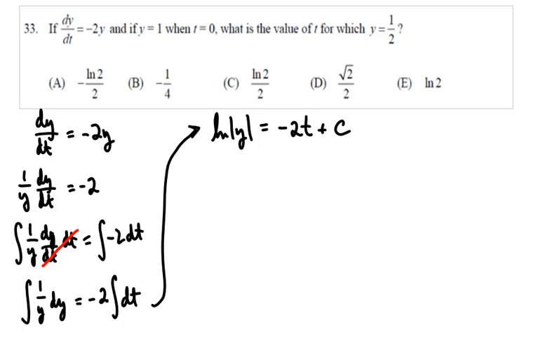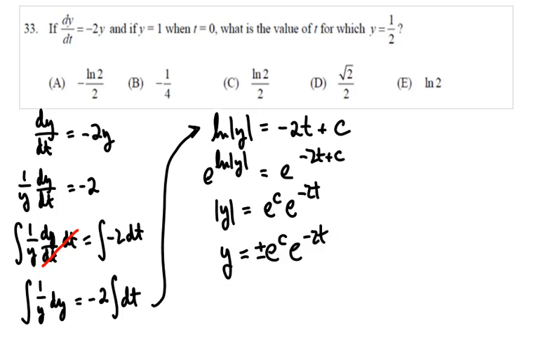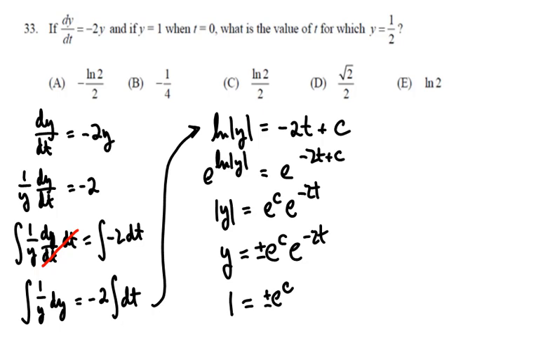Then exponentiating both sides, we end up with absolute value of y is equal to e to the c times e to the negative 2t. To get rid of the absolute value, we set y is equal to plus or minus e to the c e to the negative 2t. And since we have the point t is 0, y is 1, we get that plus or minus e to the c is equal to 1. And so y is equal to e to the negative 2t.